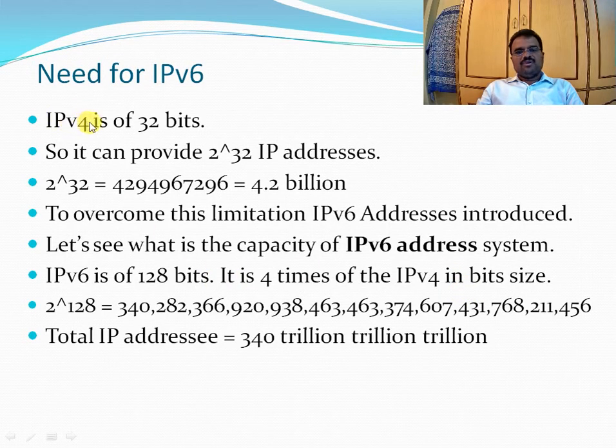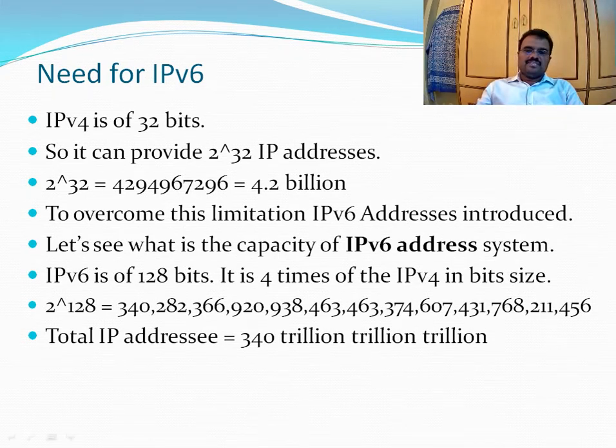So IPv4 is of 32 bits. So it can provide 2 to the power of 32 IP addresses. That is nothing but 2 to the power of 32, which is equivalent to 4.2 billion addresses. There is a limitation with IP version 4, because we can accommodate only 4.2 billion addresses globally with the help of IPv4. This is not sufficient in the present scenario, because a rapid number of devices are entering the network, and each and every device must be identified with an address.